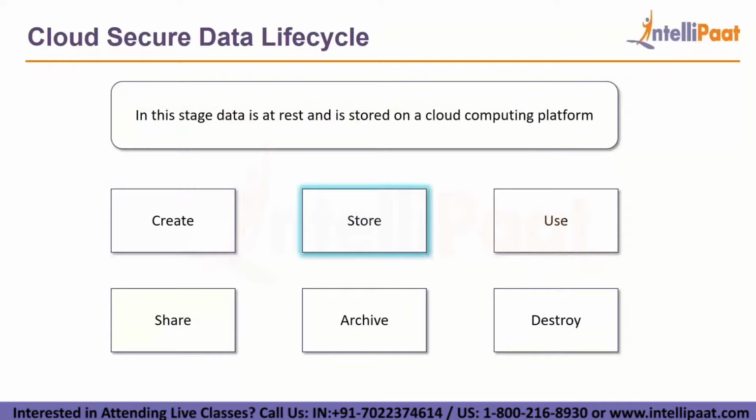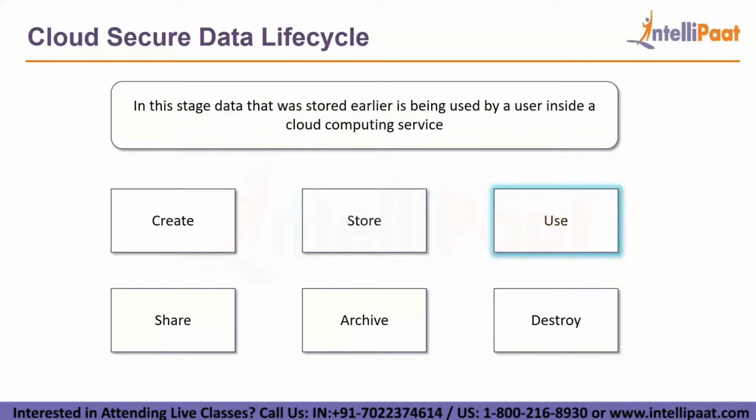Then comes store, which allows you to store the data after the data is created. So once the data is created and the user clicks submit or some action takes place, that data is sent to a web server that stores it in some place. The storage can take place in a database, a file system, an object store, wherever it can be. It is in this stage that data is at rest and is stored in the cloud computing platform.